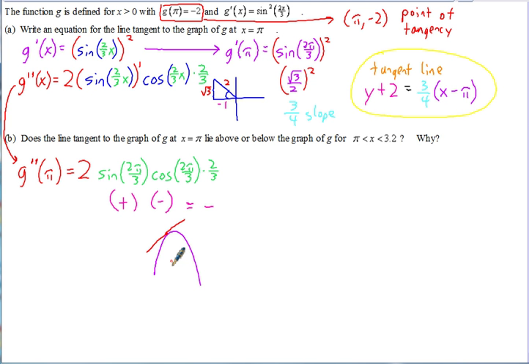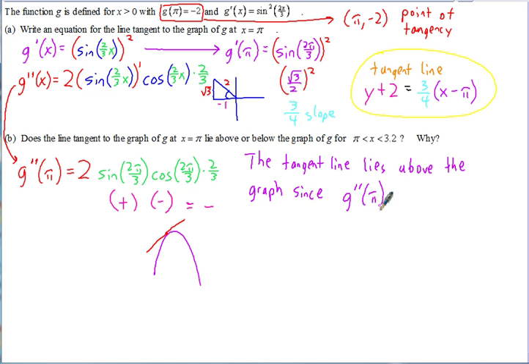Okay, so we can say the tangent line lies above the graph, since g double prime of pi is less than 0. So there's our justification.